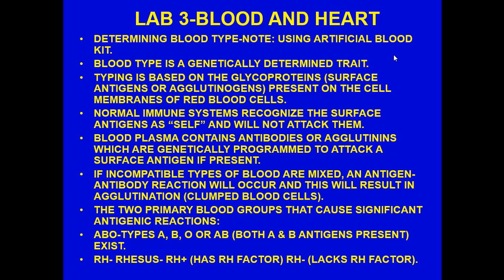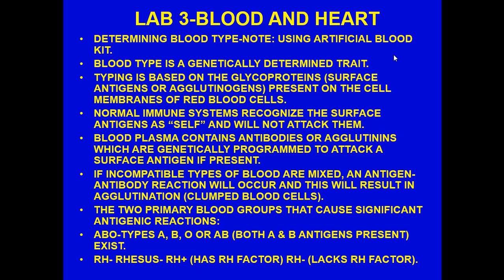Now, the two primary blood groups that cause significant antigenic reactions are the ABO blood type system and the Rh system. Now, type O is the universal donor. Type AB is the universal recipient. So you can give type A or type B blood to an AB person, no problem. You can give type O because it has neither an A nor a B antigen.